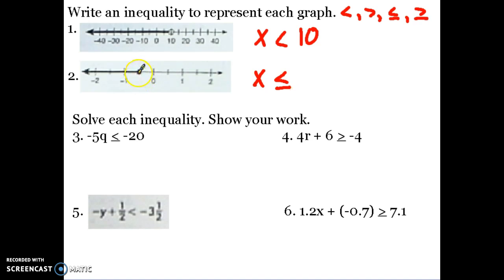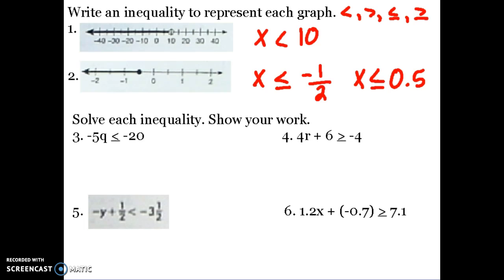This point is plotted halfway between 0 and negative 1. So x is less than or equal to negative 1/2. You could also write that as x is less than or equal to negative 5/10. It's the same thing. Doesn't matter which way you write it.